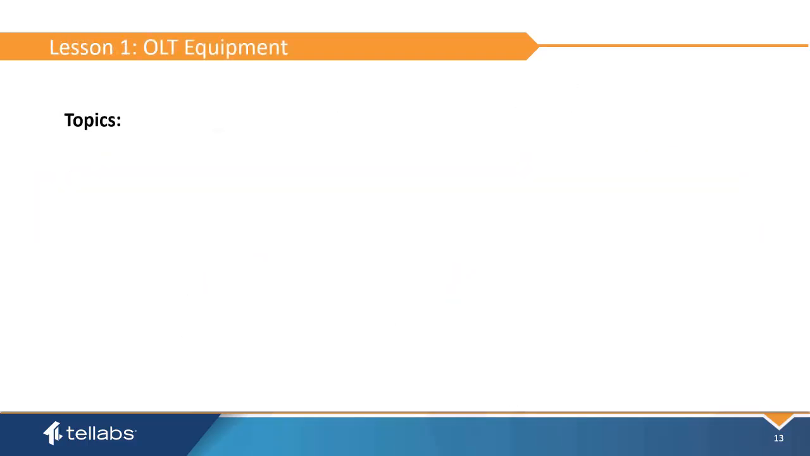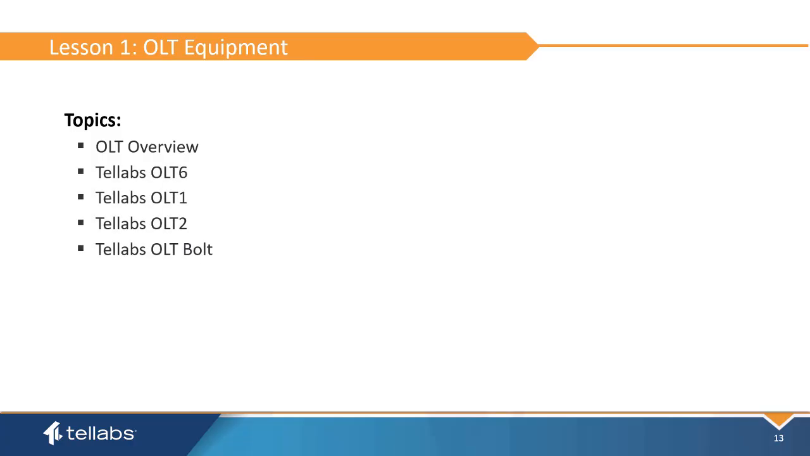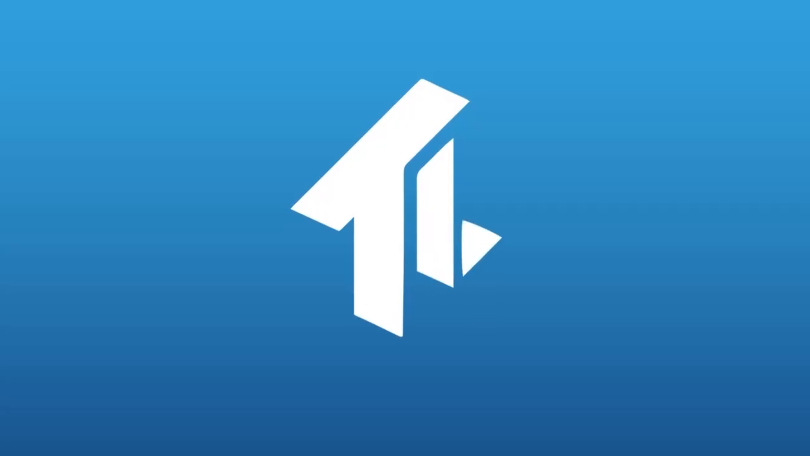This concludes this video. In it, we have discussed an overview of the function of the optical line terminal in the optical LAN network, and a detailed description of the unique characteristics of the OLT6, OLT1, OLT2, and OLT Bolt.